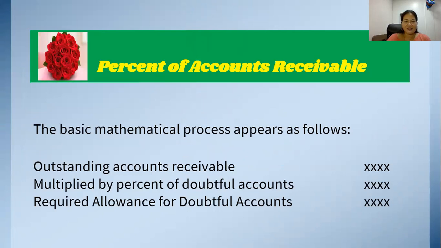Then we have percent of accounts receivable. So the basic mathematical process appears as follows: outstanding accounts receivable multiplied by the percent of doubtful accounts. This time we will be basing our computation on AR, which is a real account or a balance sheet account. The result will be the required allowance for doubtful accounts. So it's no longer the expense, it's the required.